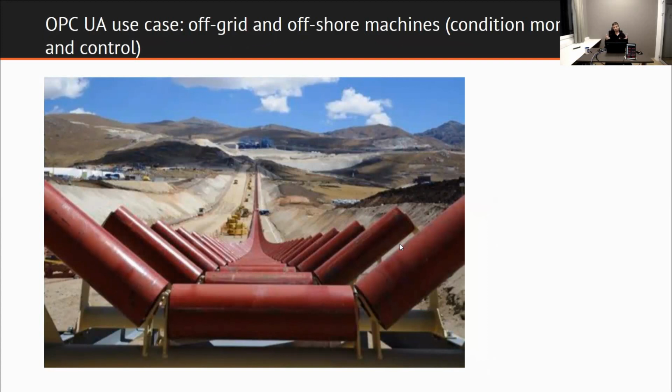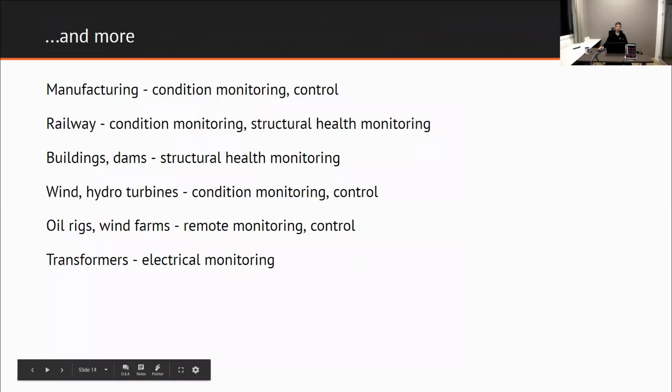And there are remote facilities like remote mines or pipelines, which are very wide range structures. Those can be remotely controlled by OPC UA as well as monitored. We can run remote diagnostics in case of anomalies. So there are numerous other areas and possible applications where you can use OPC UA.